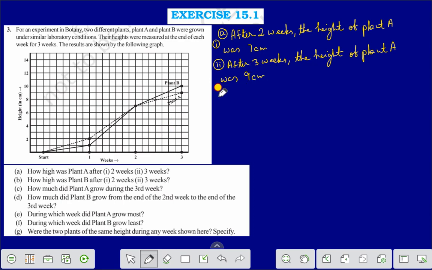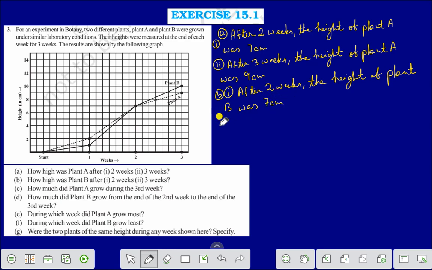And now let's solve question number B. Question number B1. How high was plant B after 2 weeks? After 2 weeks, this is plant B, same. That is 7 centimeter. After 2 weeks, the height of plant B was, you see, same, that is 7 centimeter.